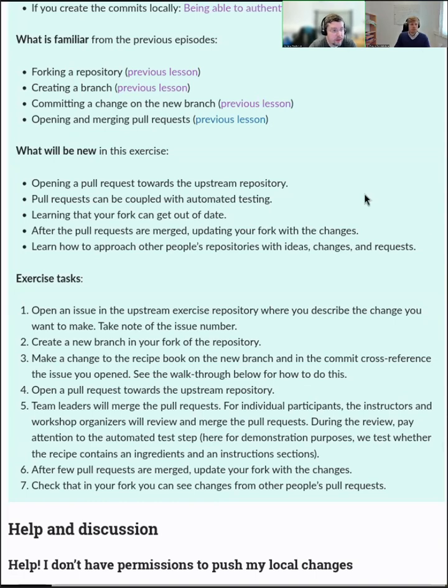All right. So looking at this, what's going to be new in this exercise? First of all, we're going to fork the repository, create a branch, make a change, and of course, make pull requests. In this case, we're doing the forking and getting pull requests back to the main or the official repository.